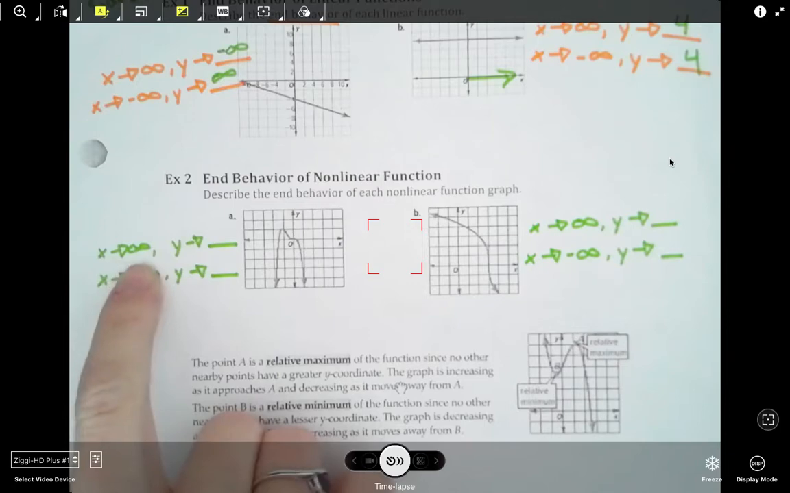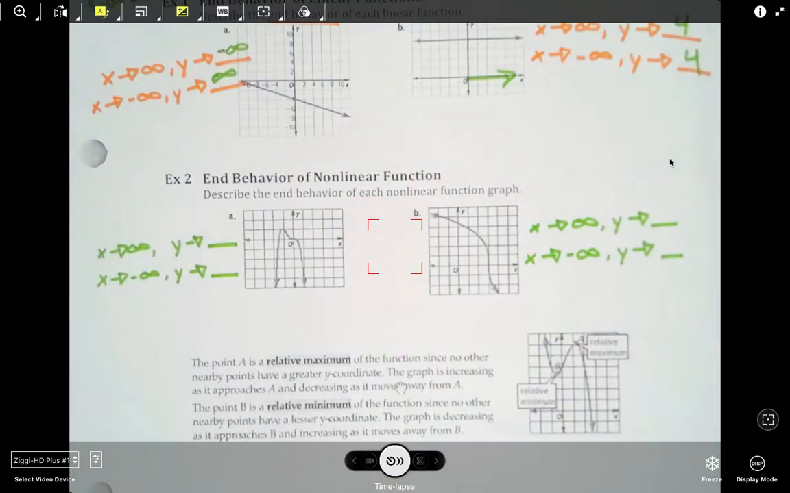This one, yeah, as x goes to infinity means it's going to the right, yes. It doesn't matter if you write them in the reverse order, Caleb, it doesn't matter. Negative infinity means left or down, whether it's with x or y. So if you put negative infinity next to the y, that means you're going down. If you put negative infinity with x, that means you're going to the left. That makes sense.